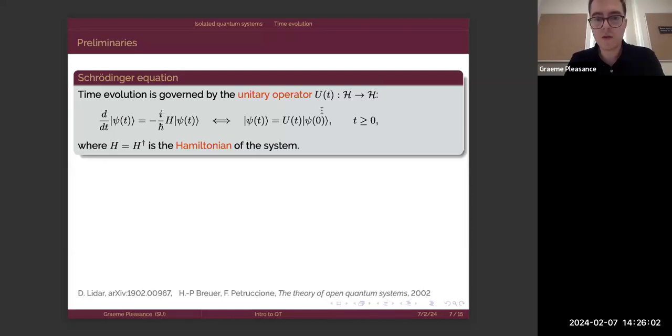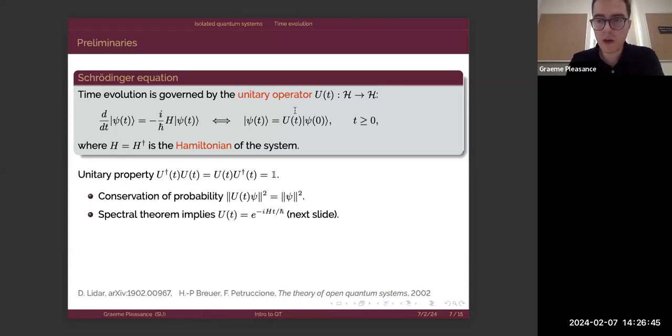This unitary time evolution is equivalently captured in terms of the Schrodinger equation, which is a differential form of this unitary time evolution. And this operator H, in the finite dimensional case, can be expressed as a matrix. It is self-adjoint, so its complex transpose is equal to itself, and it contains the dynamical details of the time evolution of our system, depending on what system we're describing. This operator is commonly referred to as the Hamiltonian of the system.